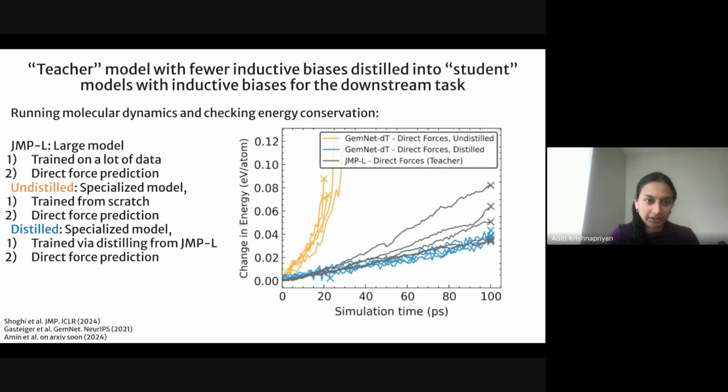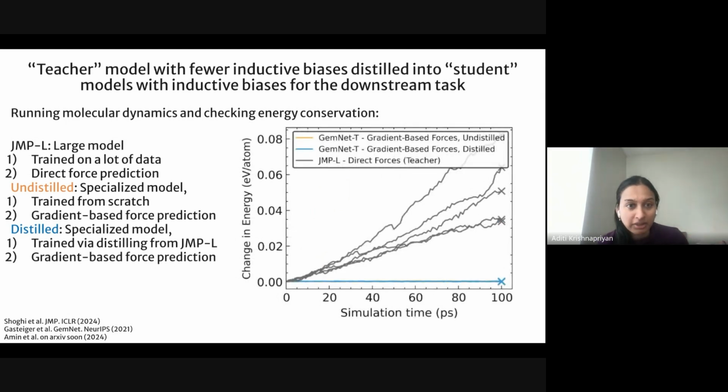And then we also compared to what happens if you have an undistilled model and you train it on a subset of data and it's specialized, but it's only trained from scratch on that data. So the distilled model, even though it's a direct force model, actually doesn't blow up in energy as badly as the undistilled model, which was trained on a very small fraction of the data. One thing is that JMP was trained on a lot more data, and actually seems to be this component of the more data you train on, you do get a little bit closer to this energy conservation point, but none of them are actually truly conserving energy.